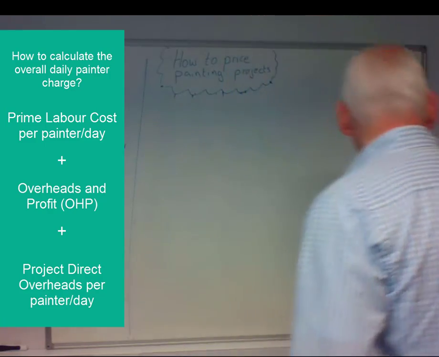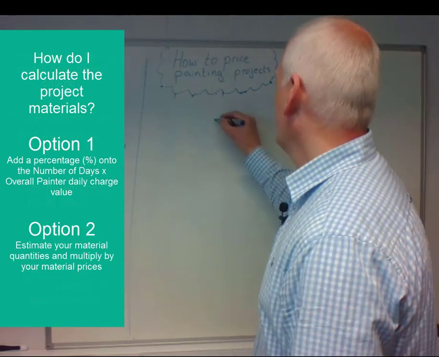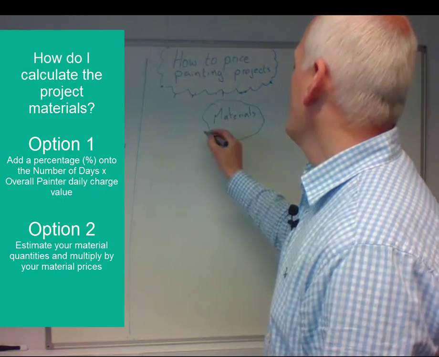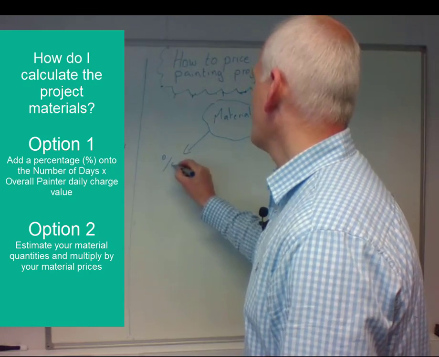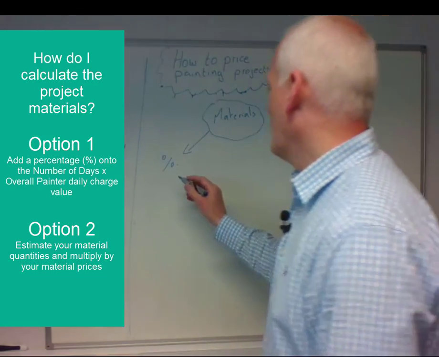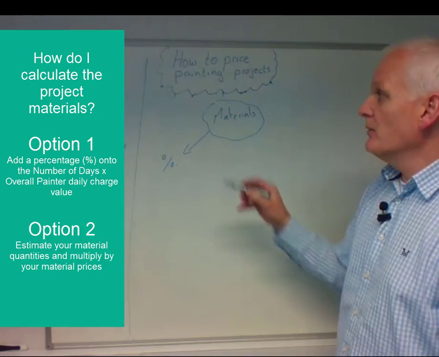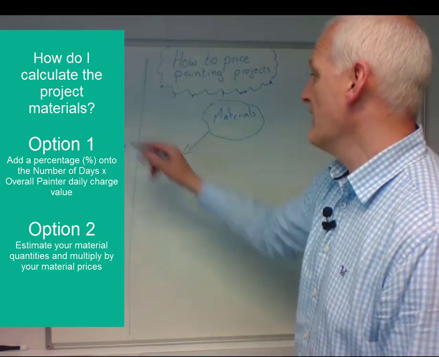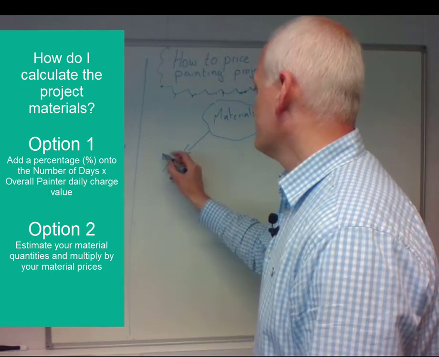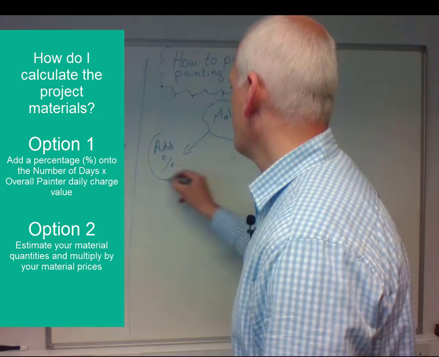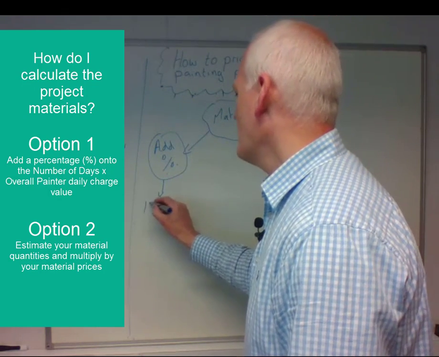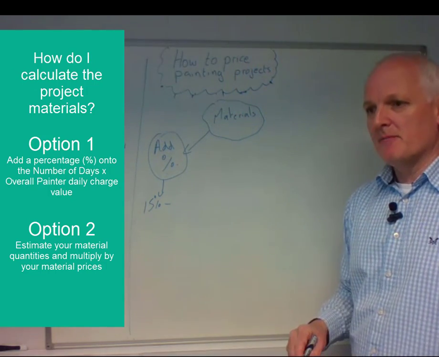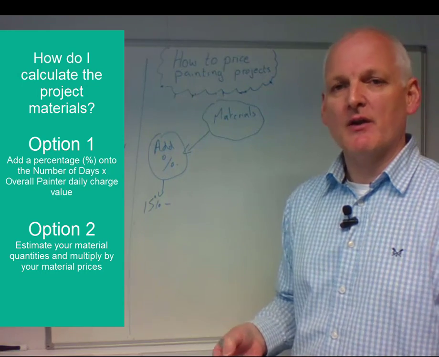So the way that we're going to do that, there are two basic ways for your materials. You can either add a percentage on to your total contract value, multiplying the number of days by the overall daily painter charge, and then you add a percentage onto this value. Now typically this percentage can be somewhere between 15% as a minimum. Now that's going to be for cheaper materials, standard decorating materials.